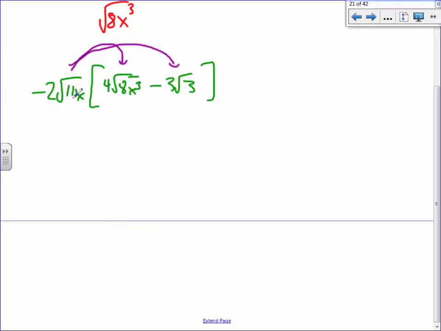Outside numbers. Minus 2 times 4 is minus 8. Square root: 11 times 8 is, yeah, I'll times them together, why not? It's 88. And then x times x to the 3 is actually x to the 4, because you add the exponents. Then for the other term, minus 2 multiplied by minus 3 is positive 6. And then for our square roots, the 11 times the 3 is 33 with an x.